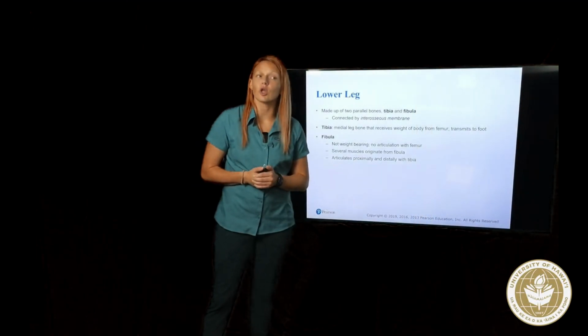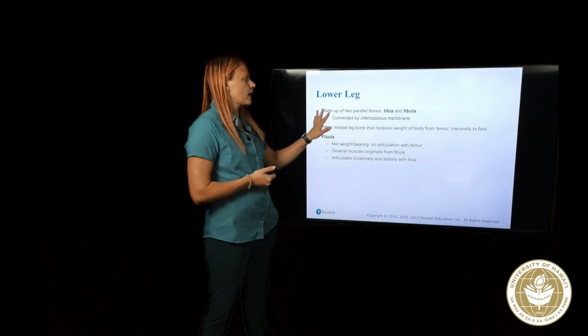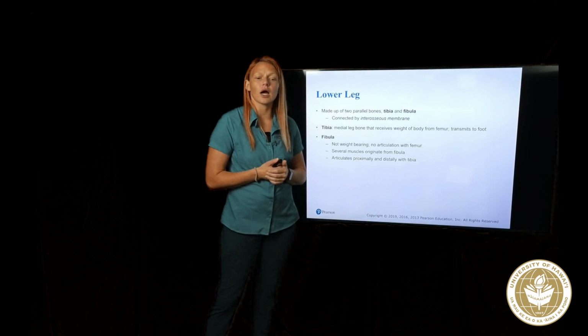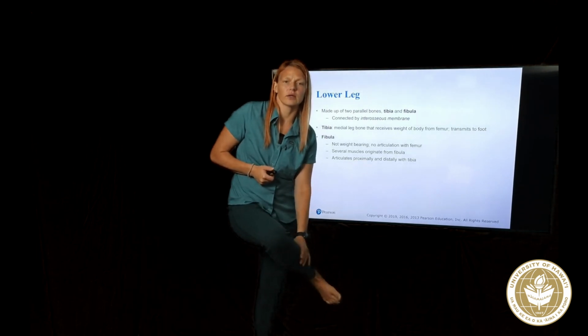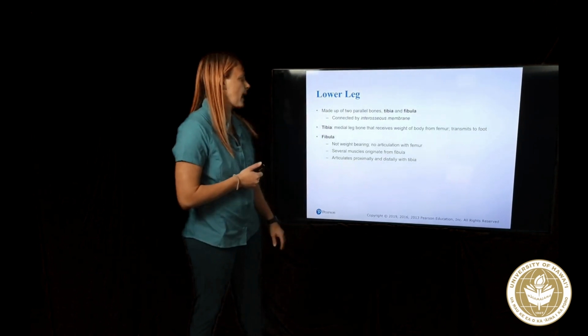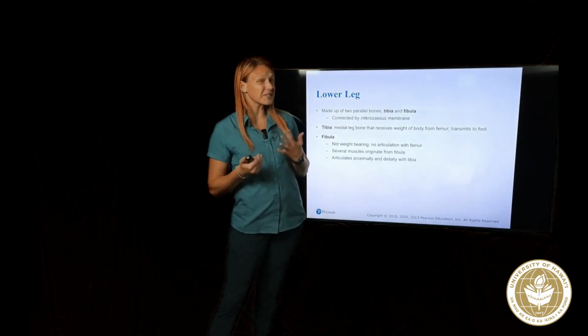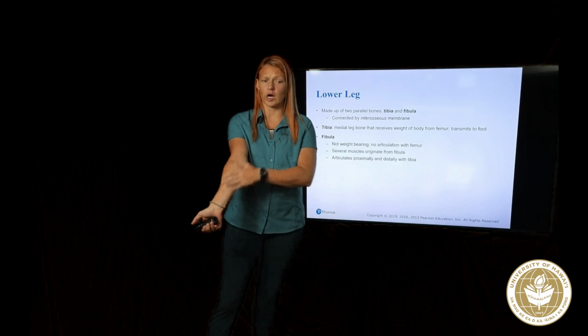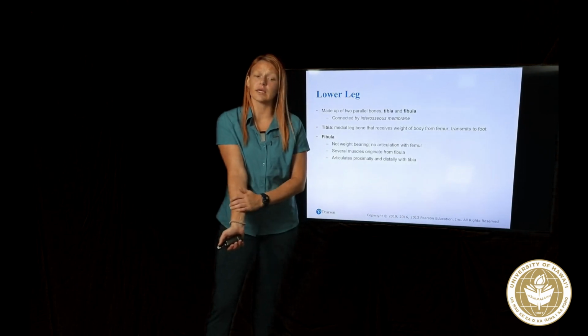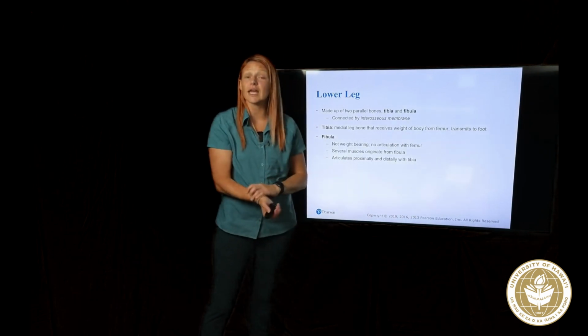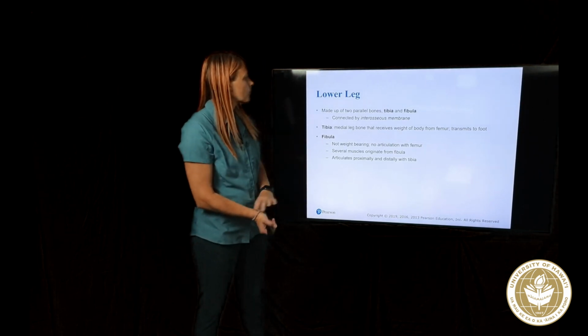Next, we have our lower leg. This is going to be made up of 2 parallel bones, our tibia, which is going to be in front, and then our fibula, which is in the back. They are connected by an interosseous membrane, very similar to, remember when we talked about our forearm region? We had our radius and our ulna, and those were connected by an interosseous membrane.